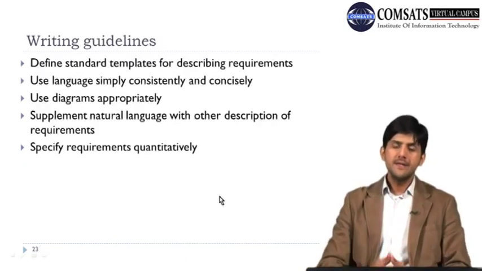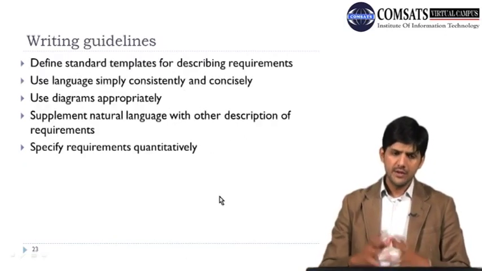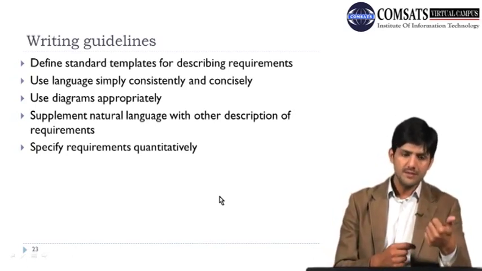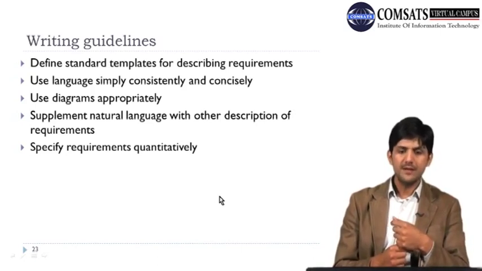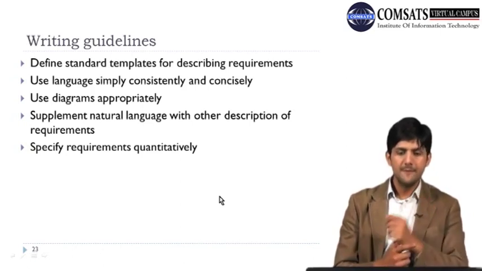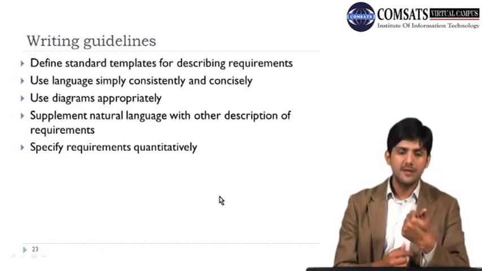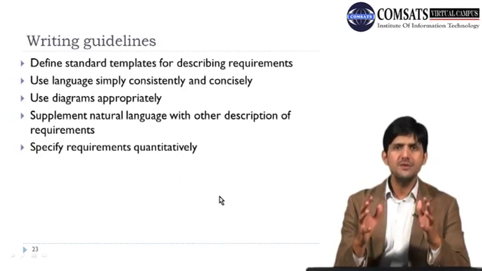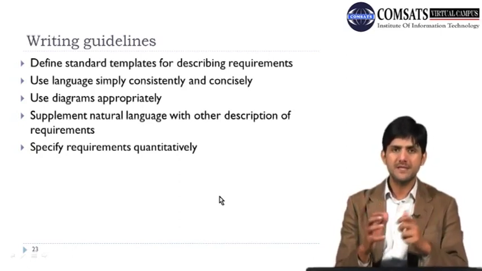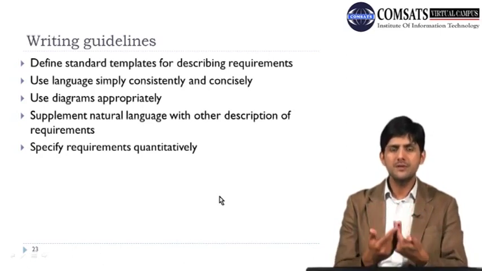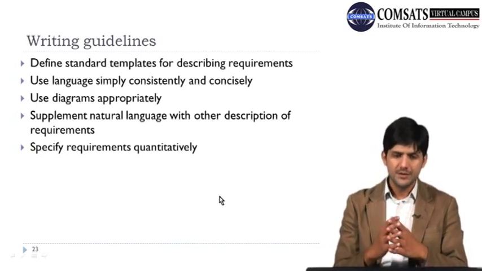So what are the writing guidelines for software requirements? Let's quickly summarize. We should define standard templates for describing requirements. Use language simply, consistently and concisely. Use diagrams appropriately. Supplement natural language with other descriptions of requirements, and specify requirements quantitatively. Now, this is very important, and if we keep these guidelines in mind whenever we are trying to specify the requirements for our system, I'm sure it is going to help you in producing a better document.